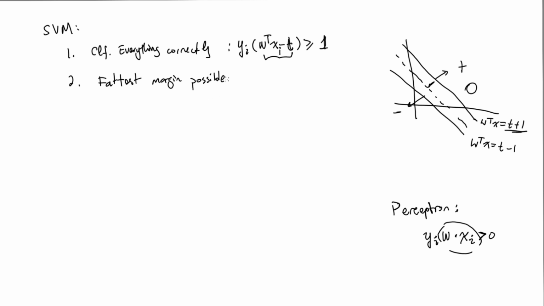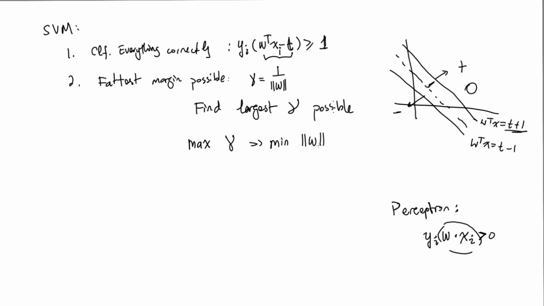And the second condition, the fattest margin possible. Well, we know the margin gamma is equal to 1 over the norm of W. So we want to find the largest gamma possible. To find the largest gamma possible, what we want to do is maximize gamma, which is equal to minimizing the norm of W, right? Because if I want to make gamma bigger, that's equivalent to making W smaller.